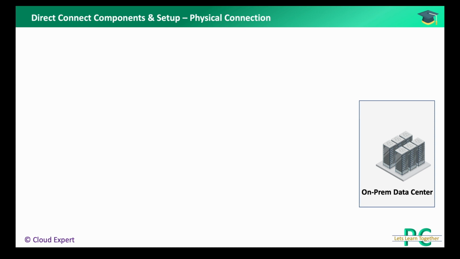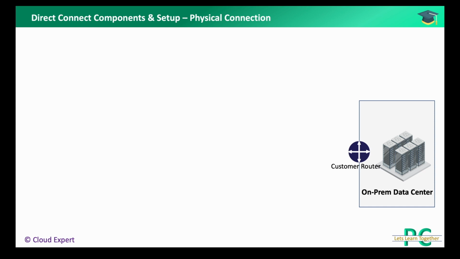We'll see both the aspects in detail. Let's say you have your on-prem data center in some geography. What you have to do? First, you need to set up a router. One point to be remembered here, the router should be BGP enabled.